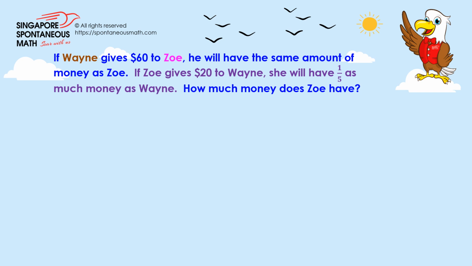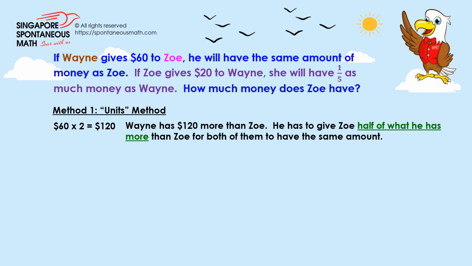Okay, think about this. If I have $10 more than you, I would only have to give you $5 in order for both of us to get the same amount of money. Half of what I have more than you. So using the units method, we take $60 times 2, that's $120. That means Wayne must have $120 more than Zoe. He gave Zoe half of what he has more, that's $60. Then both of them would end up with the same amount of money.